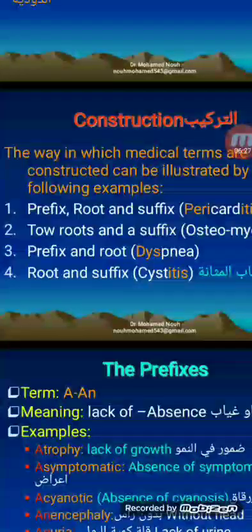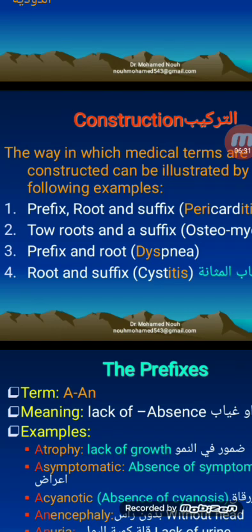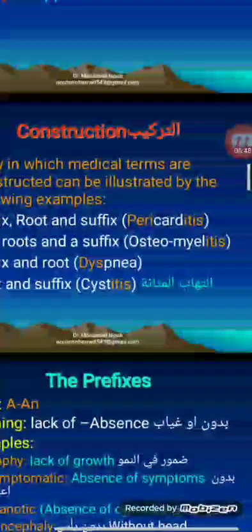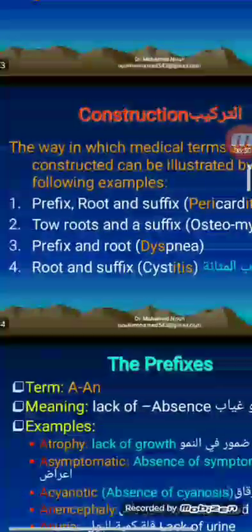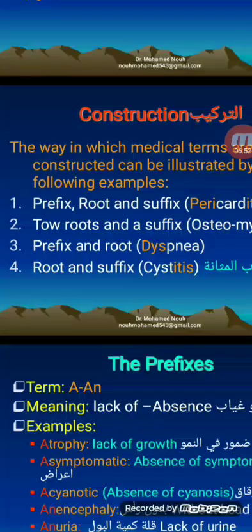Prefix and root: dyspnea. Dyspnea means difficulty in breathing, ضيق في التنفس. The p is silent when you pronounce dyspnea. Or root and suffix: cystitis, inflammation of the urinary bladder. Urinary bladder means المثانة. Urine means.